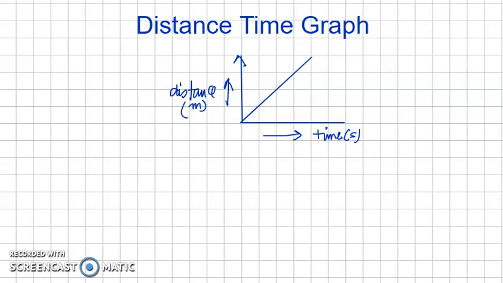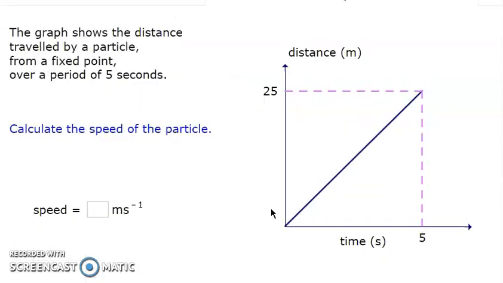In this video, we are going to cover distance time graph. Some of the topics have already been taught to you in the live class. The graph here shows the distance covered along the vertical axis, that is the y-axis, and the time is shown on the x-axis, that is the horizontal axis. The graph shows the distance traveled by a particle from a fixed point over a period of 5 seconds.